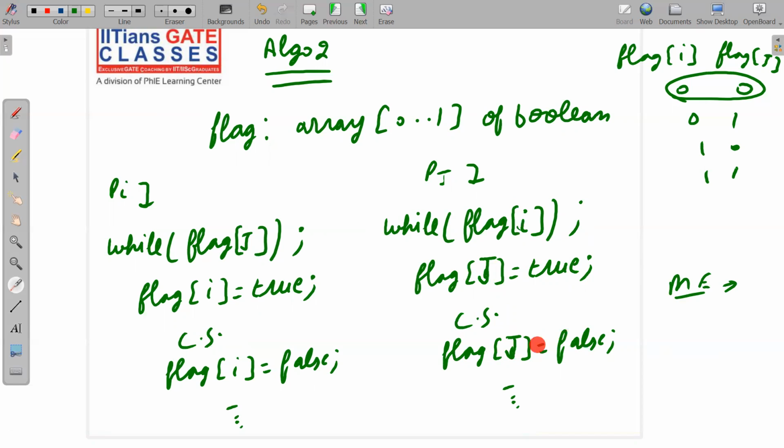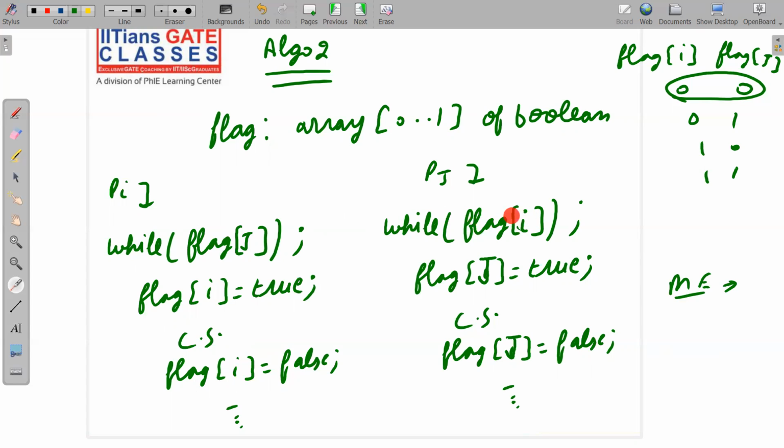That means now I do not want to enter CS, or I have come out of CS. That is the basic story. So story, I think you have got it. PI is saying if PJ wants to enter CS, I will not enter CS. It will say, okay, I'm going to enter CS. It will enter CS. It will say, okay, I'm out of CS.